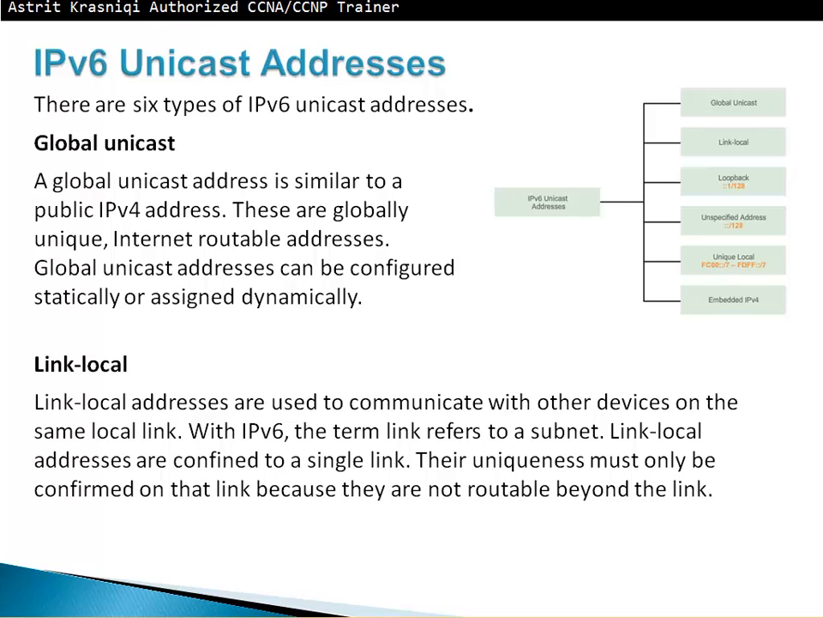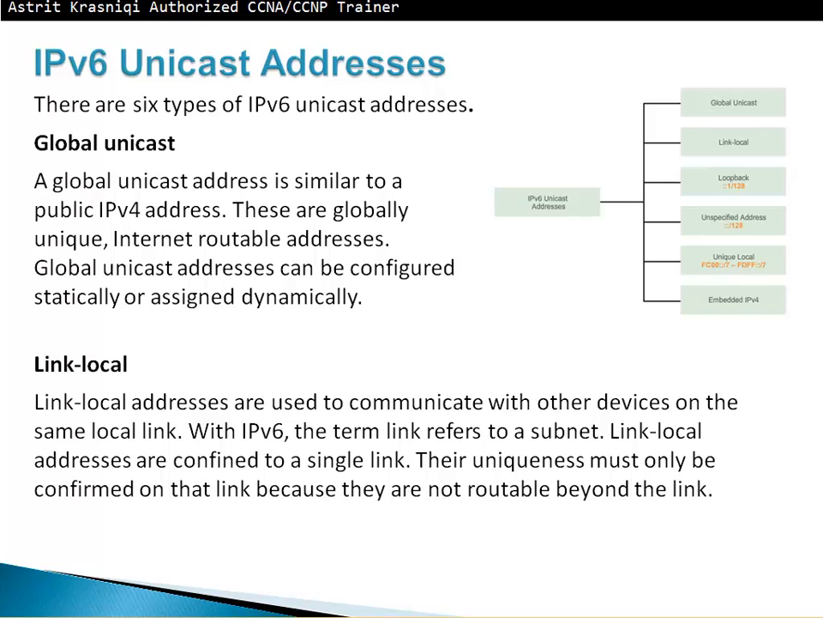The second type of address is called a link local address. Link local addresses are used to communicate with other devices on the same local link. With IPv6, the term link refers to a subnet. Link local addresses are confined to a single link. Their uniqueness must only be confirmed on that link because they are not routable beyond the link. So what we're talking about is within the local area. They don't go to another part of the network, so as long as they are unique within that link, it's okay.